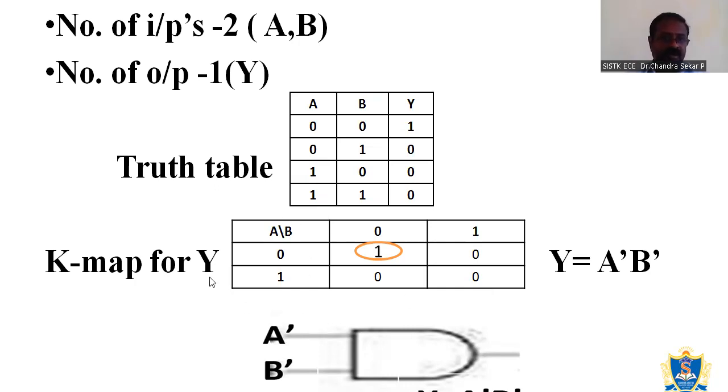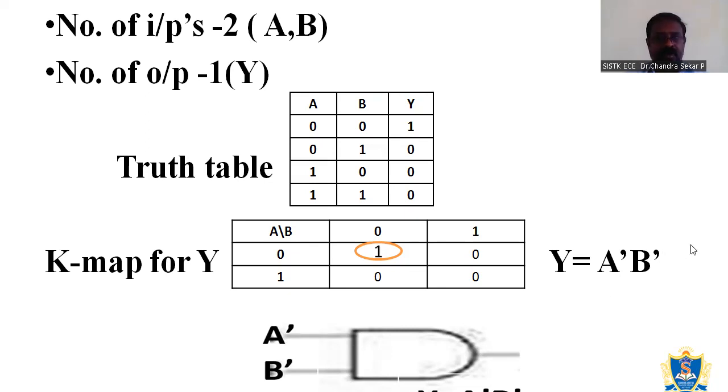For the two variable K map simplification method, you know that first we have to check whether any possible group of two cells is there. No, only a single cell is there, that is this cell alone. Then it will have A bar B bar. Then the output equation is Y equal to A bar B bar.